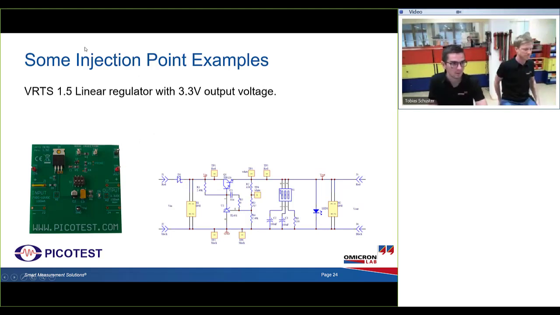So first of all, this is the VRTS board of Picotest, which has a linear regulator, and the output voltage is 3.3 volts. So there's the input voltage and the output, and there we have the linear regulator. Then we will have a look at where the feedback resistors are. There we can see them, R3 and R4, and as we can see, R2 is already put in, which is an injection resistor.